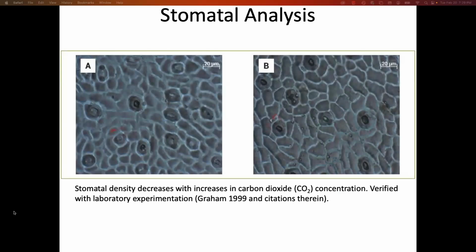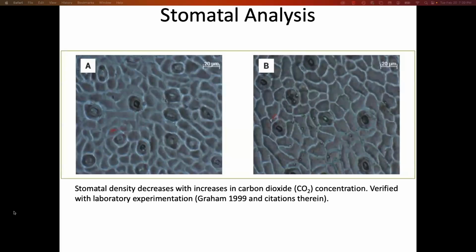Paleobotanists can also perform what's called a stomatal analysis. Y'all know what stomata are, right? Those are the pores on the surface of a leaf. They're important for gas exchange, for photosynthesis, and stomatal density. So if you look at the left, the same area of leaf, there's a micron marker there, 20 micrometers. It shows greater density of stomata on the leaf on the left compared to the one on the right, okay?